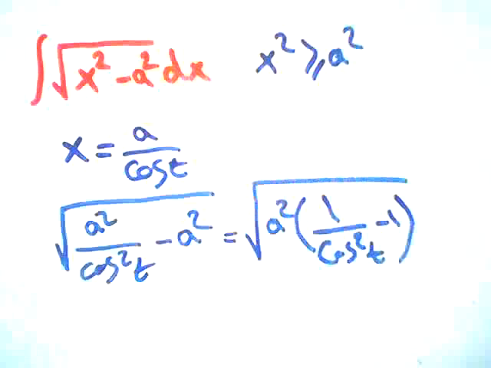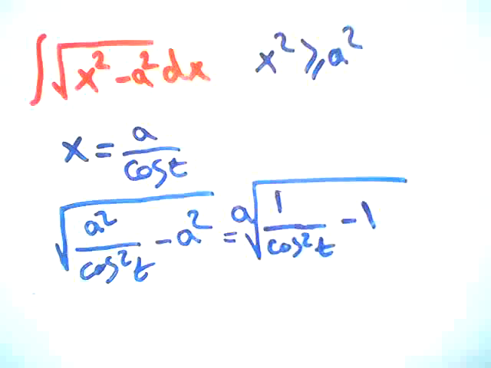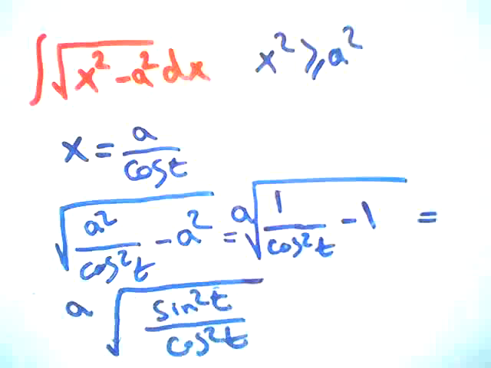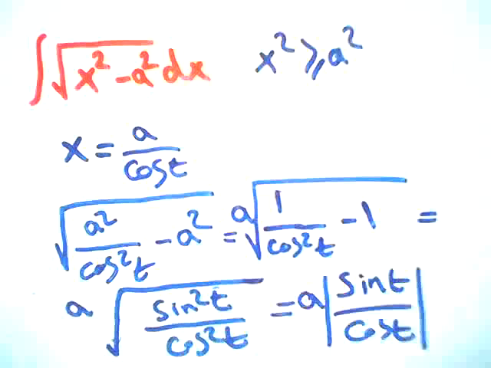Now let's plug a over cosine t into x in the function and take a outside. 1 minus cosine squared is sine squared. Now we could get rid of the absolute value by taking sine and cosine to be positive. But x was equal to a over cosine of t, okay? So by doing that, we miss the negative x's, negative values of x, okay?